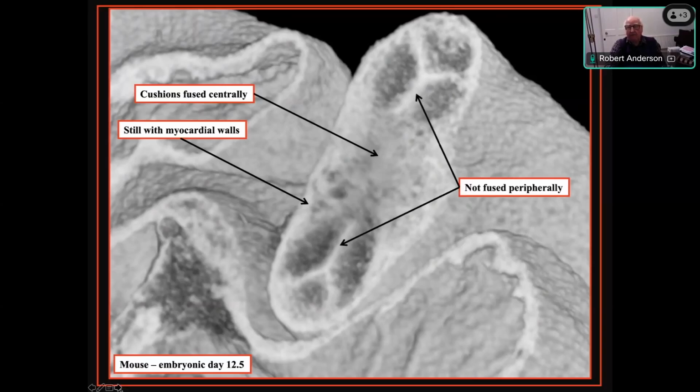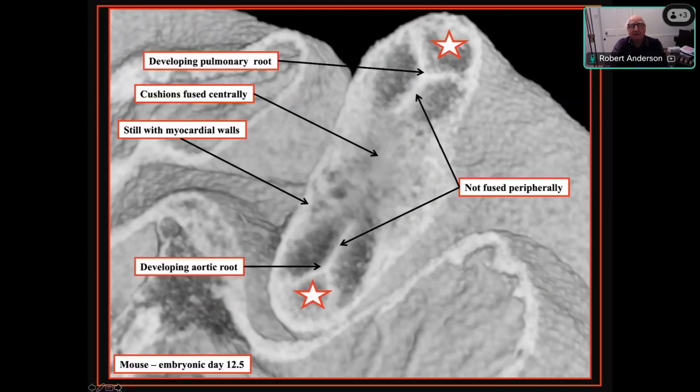So these unfused peripheral parts are now interdigitating with the intercalated valvar cushions, and it is that interdigitation which on the one side gives us the developing pulmonary root, on the other side gives us the developing aortic root.